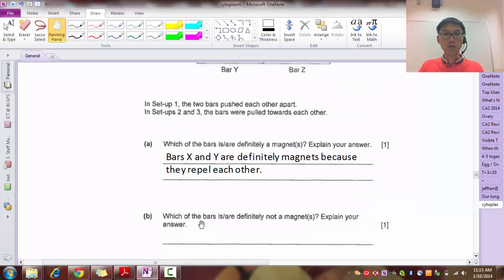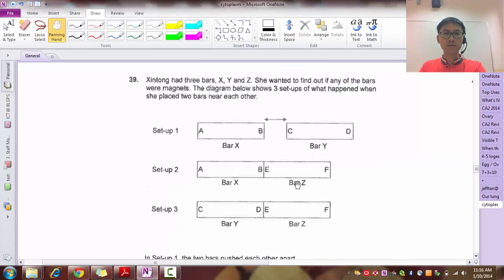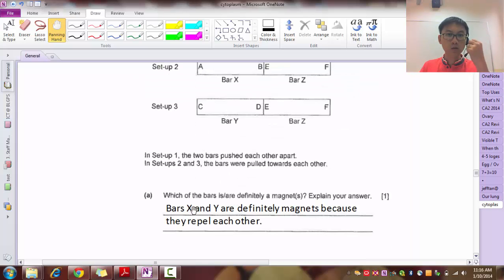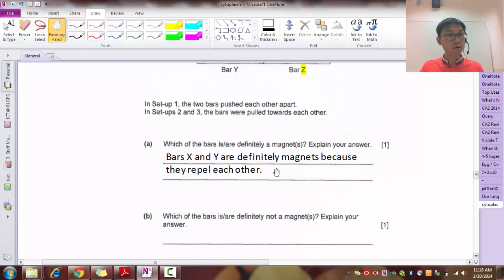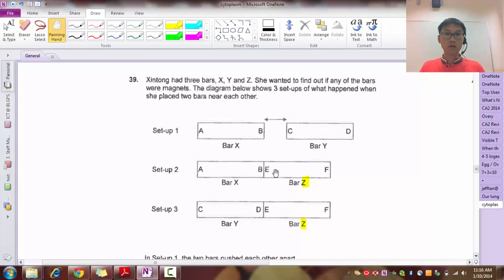Okay? So which of the bars are definitely not a magnet? Explain your answer. So let's think about this. Now we've proven that X and Y are definitely magnets, so I'm actually left with Z. So Z can either be a magnet or a magnetic material. Here we want to prove which is definitely not a magnet, so it must be a magnetic material. Let's see. Z, in both cases it attracts. So is it a magnetic material or a magnet?